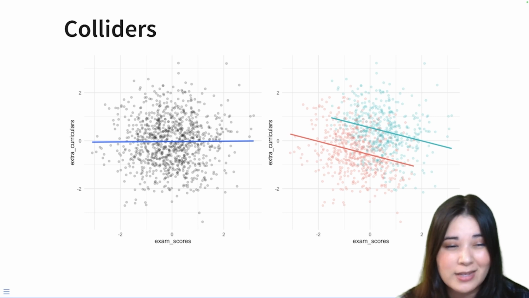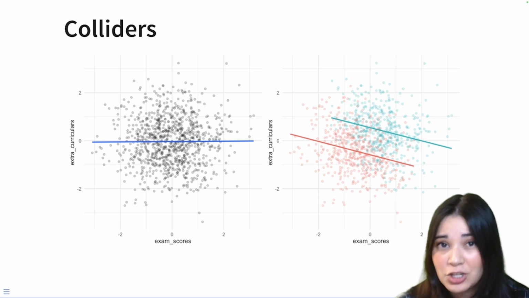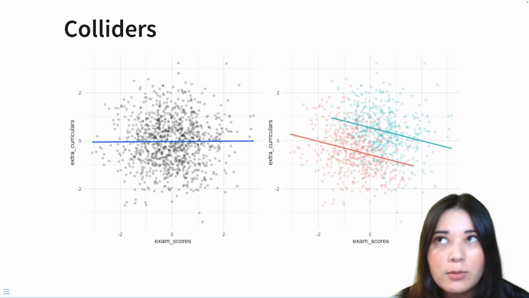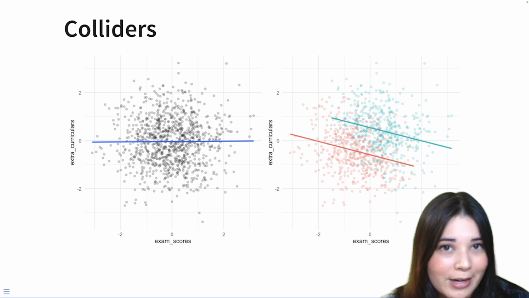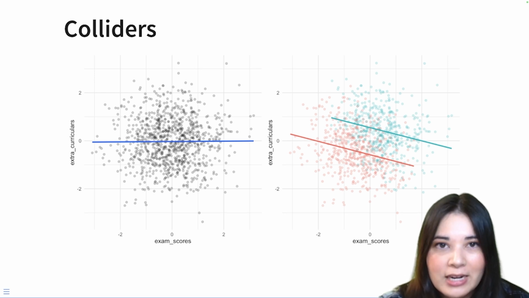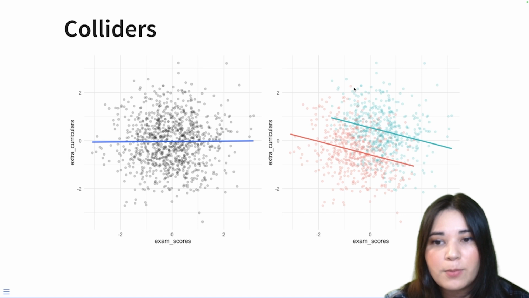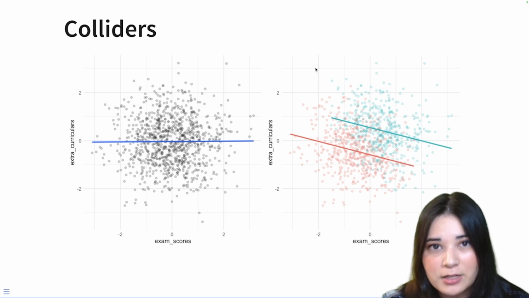Within those groups, exam scores and extracurriculars look negatively correlated, and that's because we've basically conditioned on whether or not you got into college. For instance, think about it. When you're applying to college, you probably think that you need good grades to get in, but if you don't have great grades, maybe you can get in if you have a lot of really impressive extracurriculars. This leads to people in only this top right corner of the graph being accepted to college.